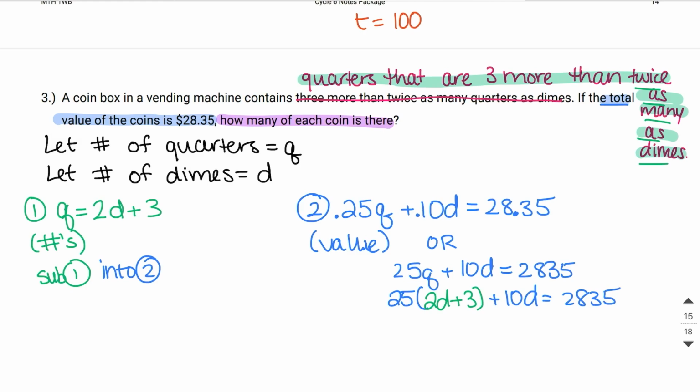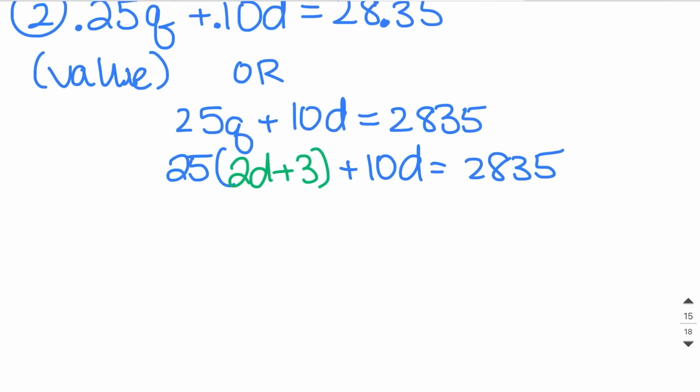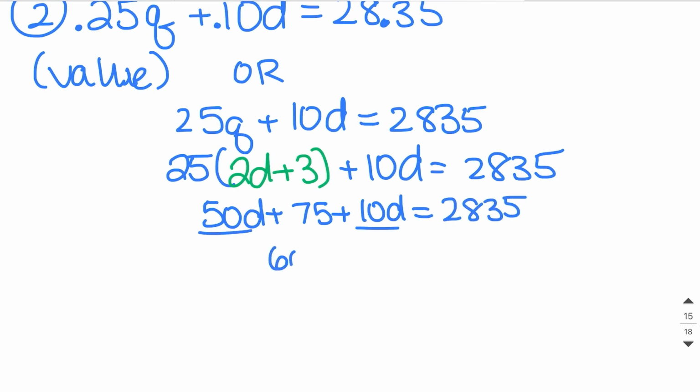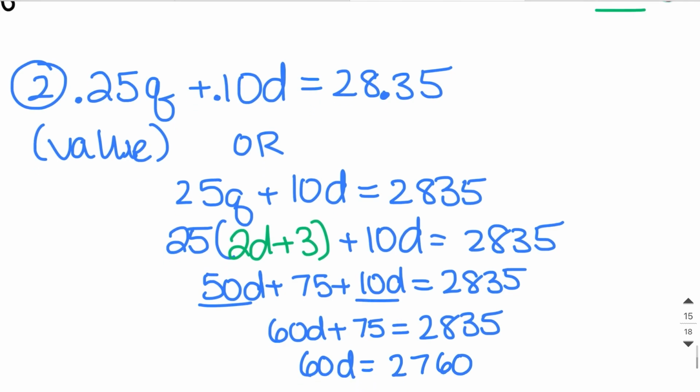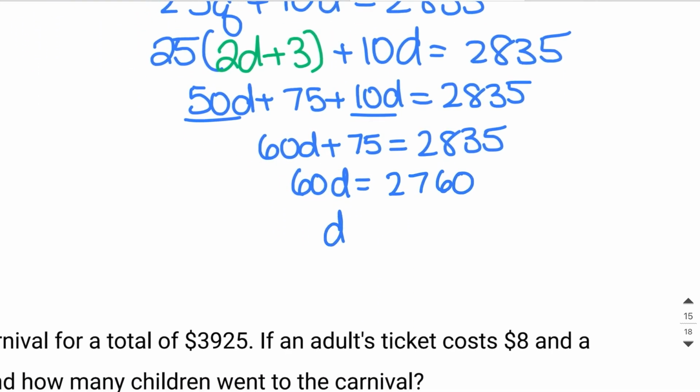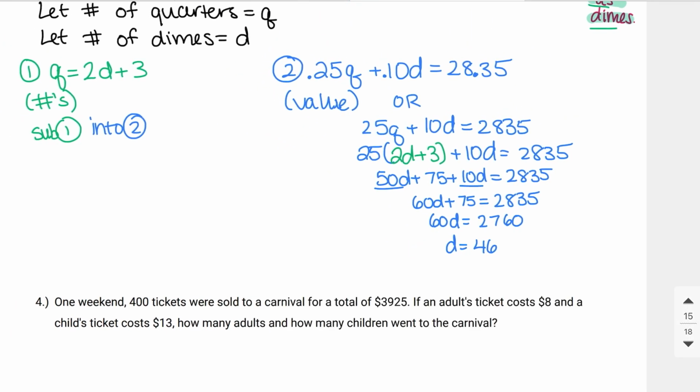And then I've gone from having 2 variables to 1 variable. Now I can easily solve this. So distribute that 25 through. Collect your like terms. Subtract that 75 over. You should get 2,760. By the way, this would work if you plug this into the equation that has decimals as well. Divide both sides by 60, and you would end up getting 46. So we know that there's 46 dimes.